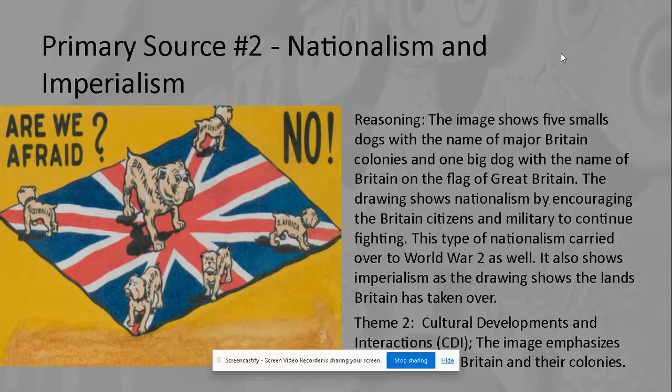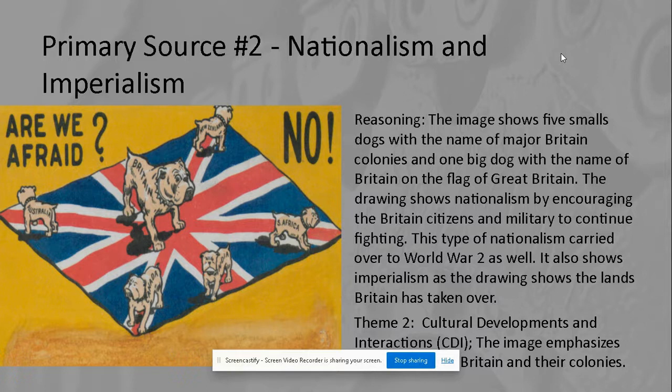Primary source number two: nationalism and imperialism. The image shows Great Britain and their colonies, Australia, New Zealand, Canada, India, and South Africa, as dogs. Great Britain is the largest dog, and they're all on top of the Britain flag. It says, "Are we afraid?" and answers with no.